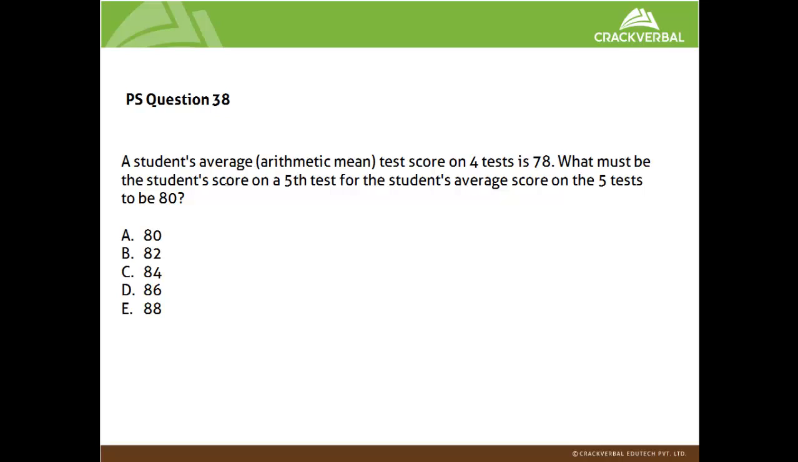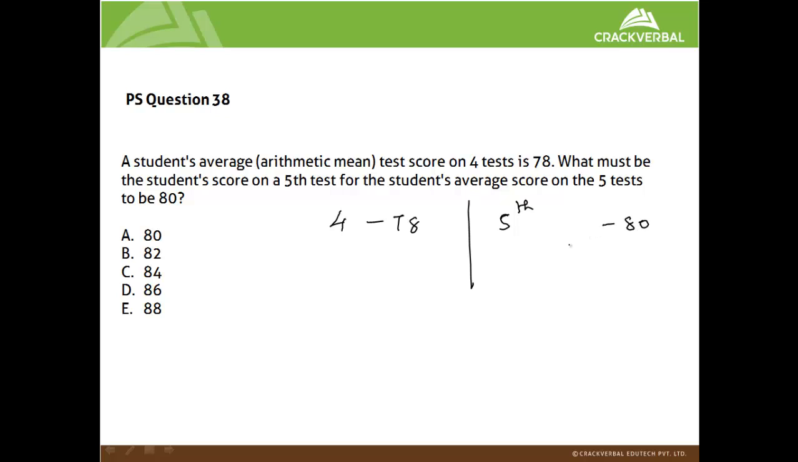The question says a student's average, or arithmetic mean, test score on 4 tests is 78. What must be the student's score on the 5th test for the student's average score on the 5 tests to be 80? So in the first 4 tests he is averaging 78. What must he score in the 5th test so that his average score shoots up to 80?